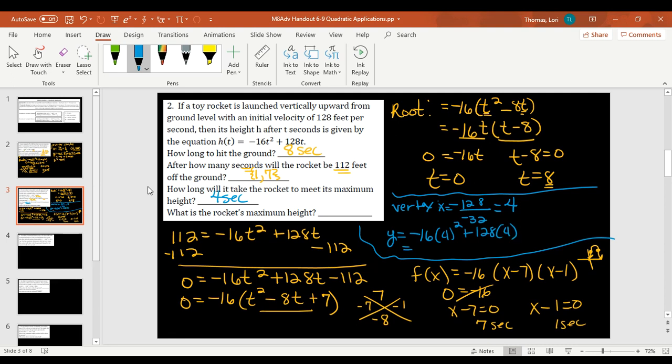So I get 4 squared is 16 times negative 16. That's negative 256. I have 128 times 4. That gives me 512, which gives me 512 minus my 256 gives me 256. So it reaches a maximum height, the rocket, at 256 feet. I know it's feet because we have an a value of negative 16. Very nice.